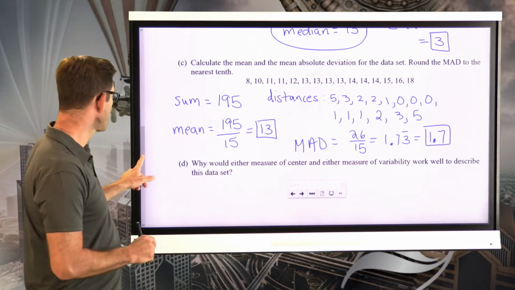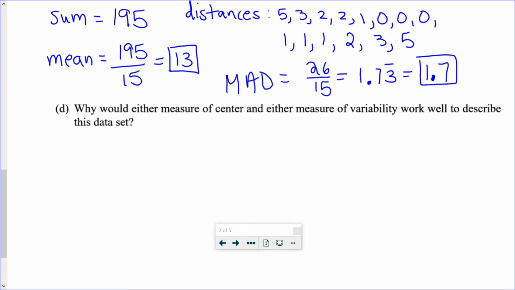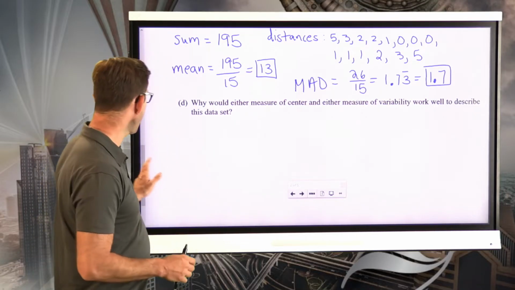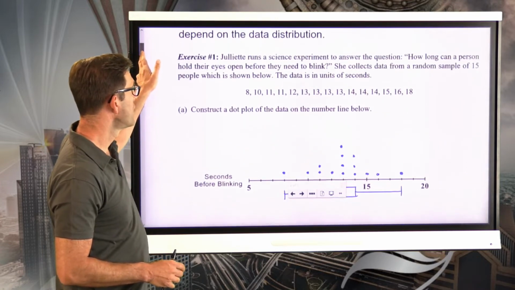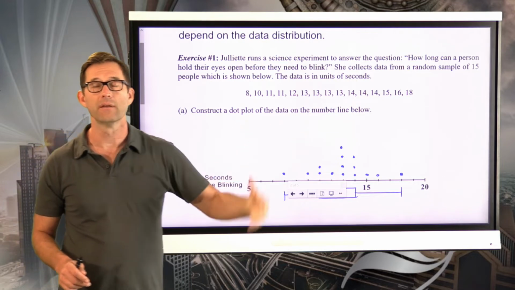Let's take a look at letter D. Why would either measure of center and either measure of variability work well to describe this data set? In other words, at the end of the day, we're trying to answer this statistical question: how long can a person hold their eyes open before they need to blink?